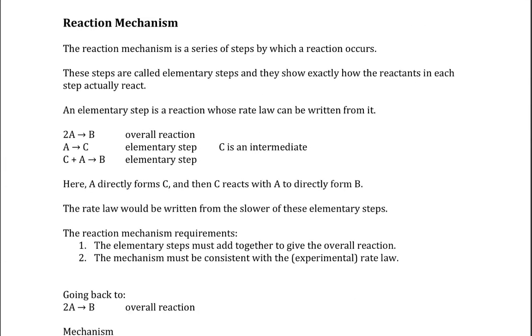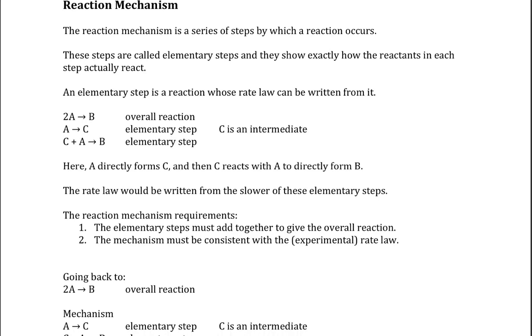Our next section is reaction mechanism. The reaction mechanism is a series of steps by which a reaction occurs. These steps are called elementary steps, and they show exactly how the reactants in each step actually react. An elementary step is a reaction whose rate law can be written from it. Okay, so let's say we have an overall reaction being 2A forms B. Of course, A and B are chemicals.